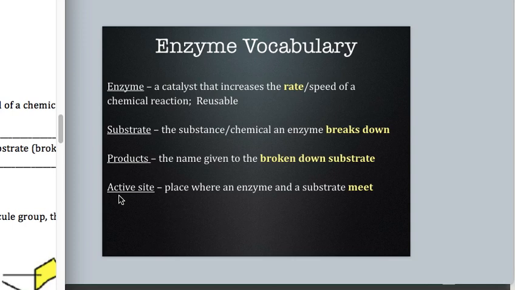Okay. And I have pictures of this. It'll be made much easier in just a moment. Give me a minute. The active site, that's where the action happens. So where that chunk of pepperoni and that enzyme meet, where they bond, that is the active site. And then the enzyme is going to break the substrate, the pepperoni, down into the product, which is the amino acid. Okay, so these are your terms.